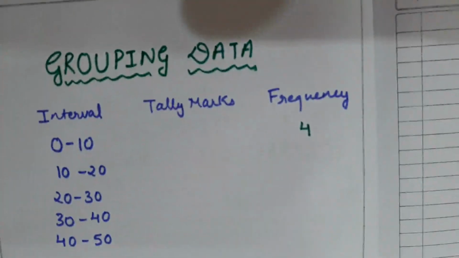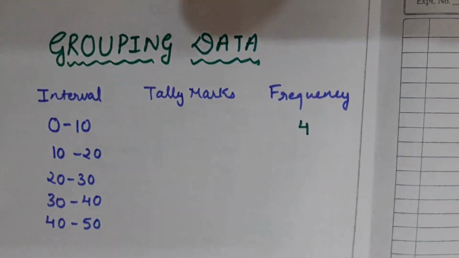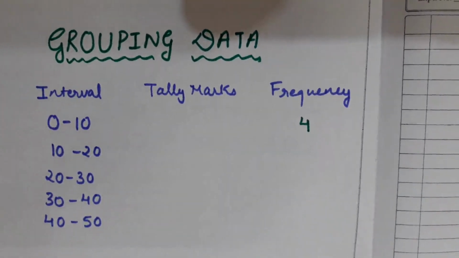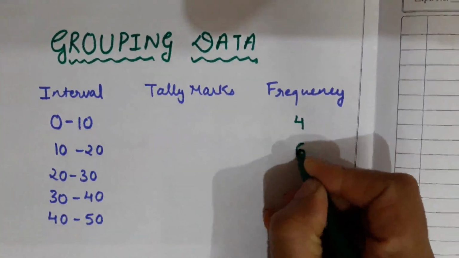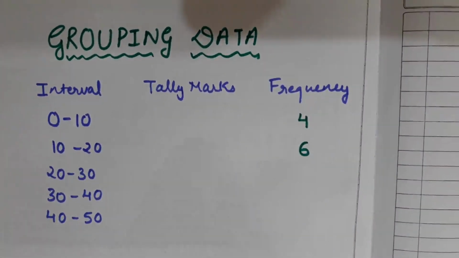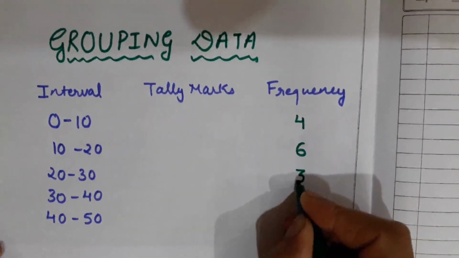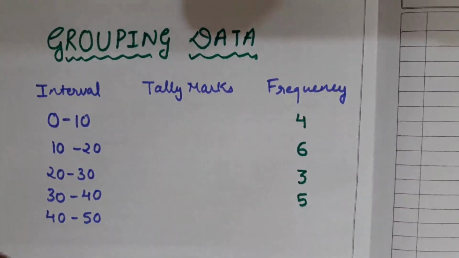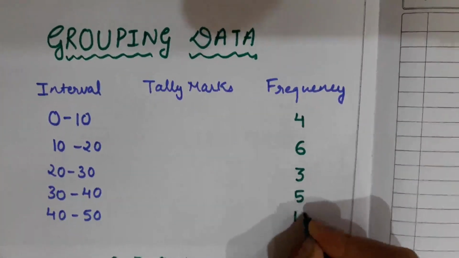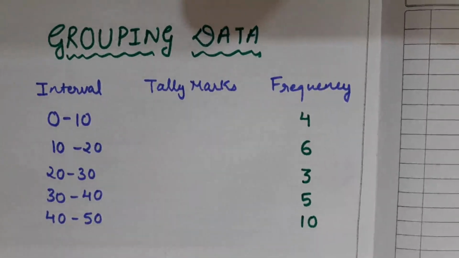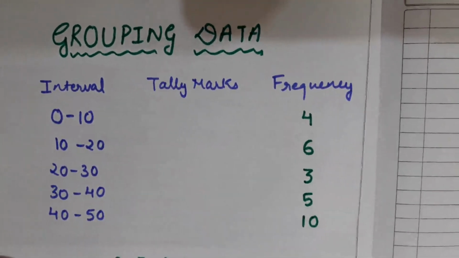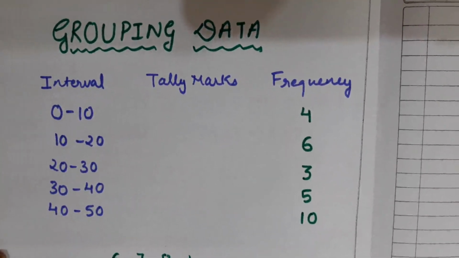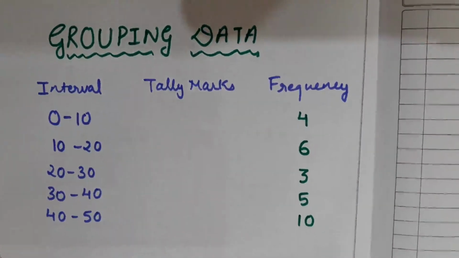In the same manner, we can imagine that between 10 marks to 20 marks, 6 students have scored. 20 to 30 marks, 3 students have scored, 30 to 40, 5 students have scored, and 40 to 50 marks, 10 students have scored. Okay, so 10 plus 5 is 15, 18, 28, total 28 students are there.